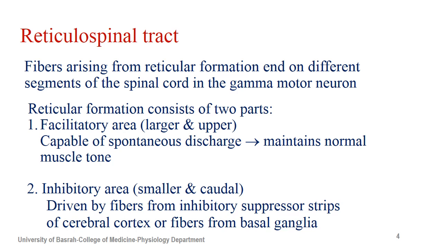Now, this part is driven by fibers from inhibitory suppressors. It is not spontaneously firing or projecting. It needs impulses that come from the cerebrum and from the basal ganglia, and it sends inhibitory signals to the reticular formation to inhibit muscle tone. So muscle tone is a function of both. We need both the excitatory or facilitatory and the inhibitory parts of the reticular formation to stabilize a normal muscle tone.